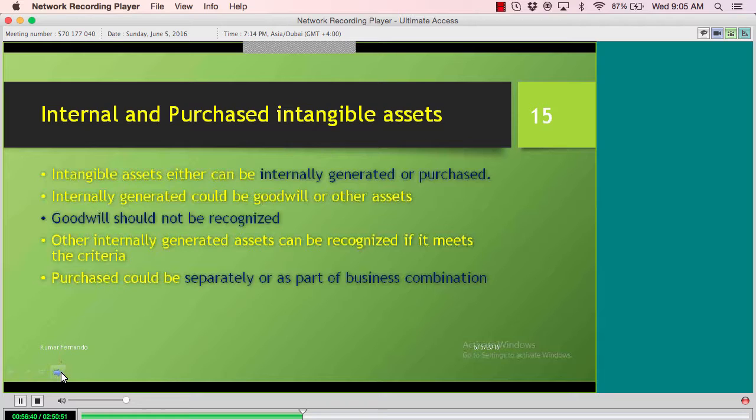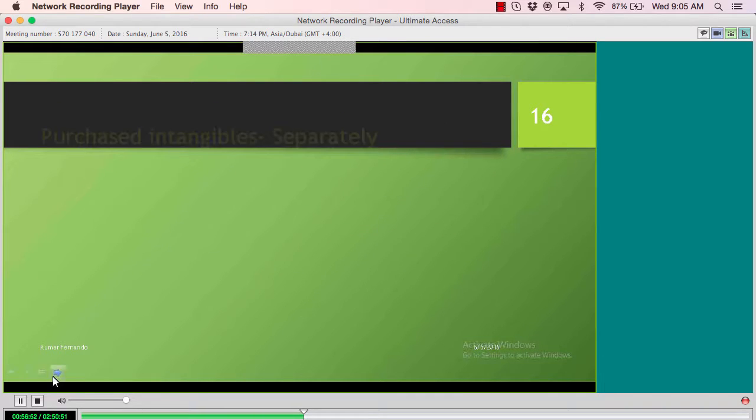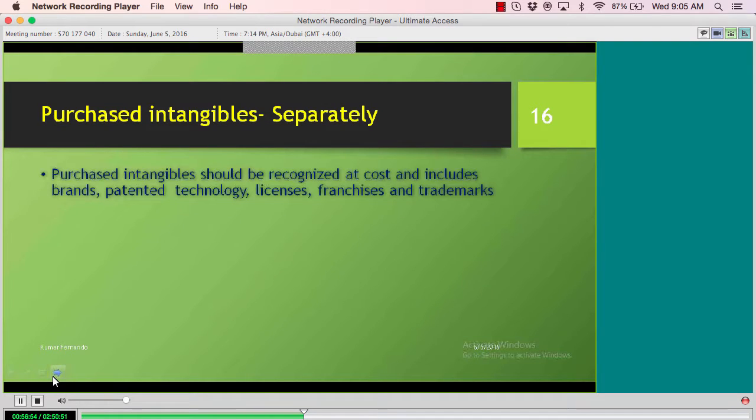If you buy a subsidiary, you have a goodwill arising, that can be recognized because you have paid some money. That is coming up under IFRS 3, but that's not part of your syllabus. It's business combination, it's not part of your syllabus. I'm going to look at the purchase intangibles. That is where you pay money and buy a brand name, pay money and buy patent, pay money and buy technology, pay money and buy licenses or franchises or whatever it may be.